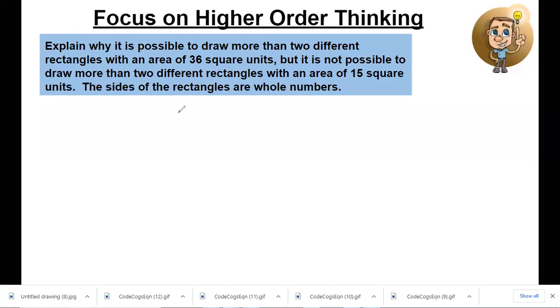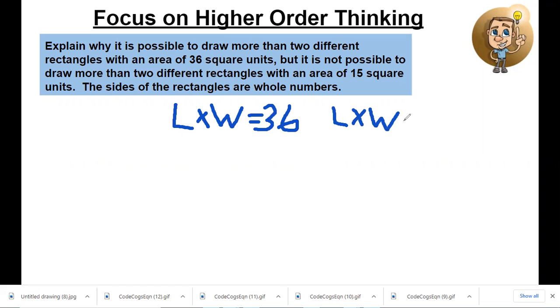How do you find the area? What's the formula? The formula for the area of a rectangle is length times width. Okay, that's the area formula. So they're telling us the length times the width of one type of rectangle is 36. They're telling us the other rectangle's length times width is equal to 15. And the lengths and the widths have to be whole numbers. Can't be fractional parts. They can't be decimals. So let's see how that's going to look.